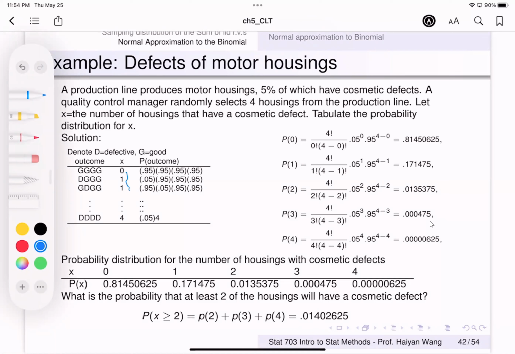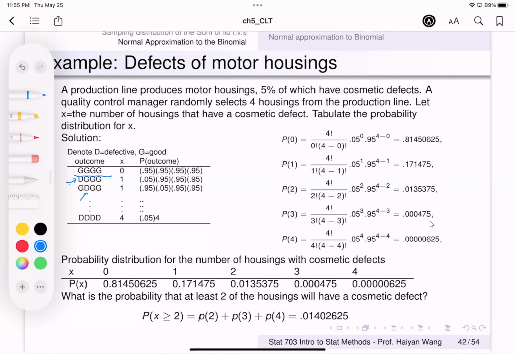For 0, that is straightforward. All of them have to be good housings. So for 0, that means all 4 of them are good. For 1, if X is 1, that means that out of the 4 housings selected, one of them is defective. It could be the first one being defective, and the other 3 are good. Or it could be the second one being defective, others are good. Or it could be the third one defective, all the rest are good, and so on. So for those having one housing defective, basically the number of those entries would be 4 choose 1.